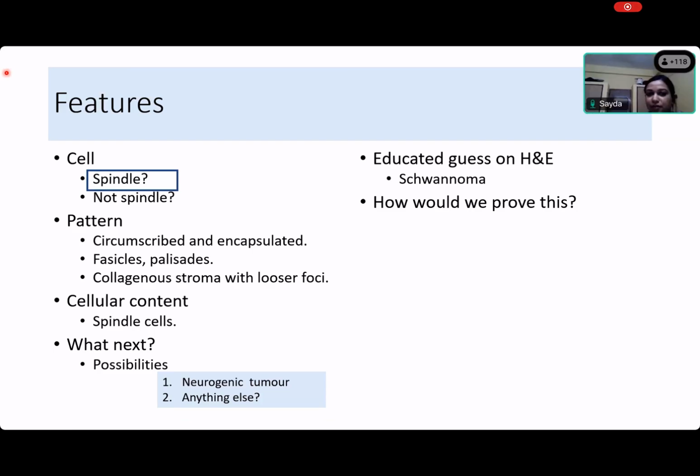Yes, ma'am. Malignant peripheral nerve sheath tumor. Malignant peripheral nerve sheath tumor. Really? You thought that this was a malignant peripheral nerve sheath tumor, Saida? Really? Why did you say schwannoma? Do you think this was malignant? How would you make a diagnosis of malignant peripheral nerve sheath tumor? What do you require for a diagnosis of malignant peripheral nerve sheath tumor?